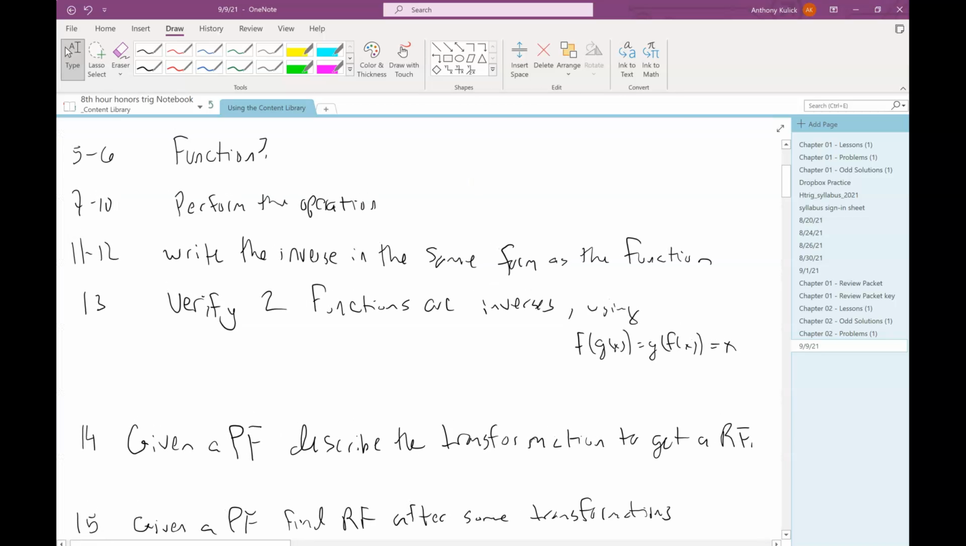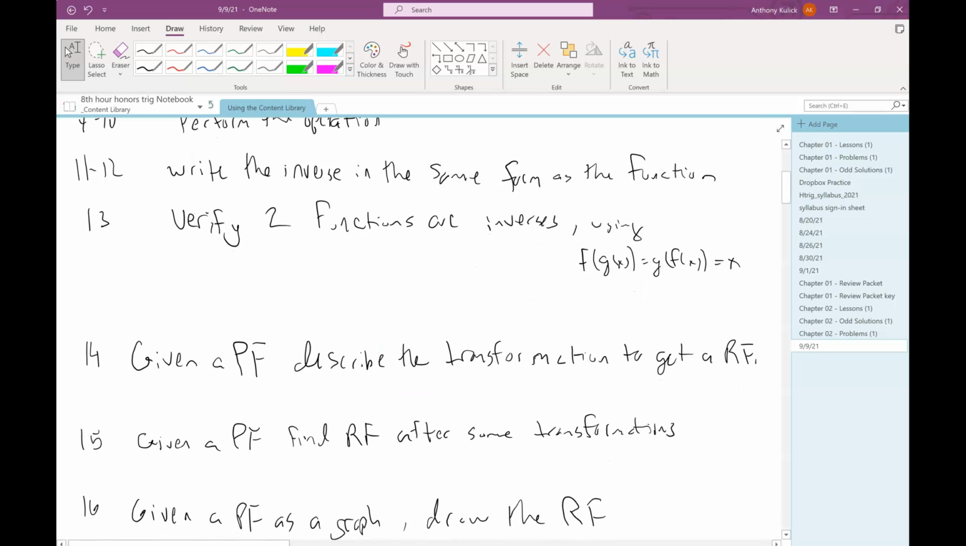The next two questions will ask you to write the inverse in the same form as the function. So maybe the function is a mapping diagram. When you write your inverse would be a mapping diagram. If your function was an equation, your inverse should be an equation. If your function was a graph, your inverse should be a graph, etc.